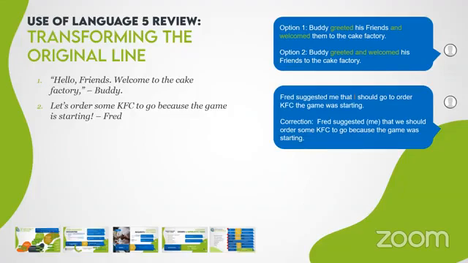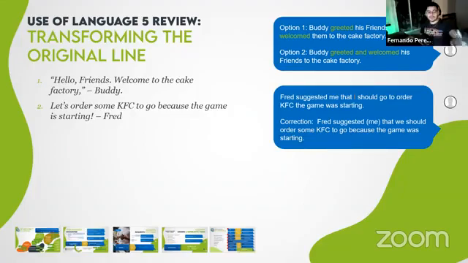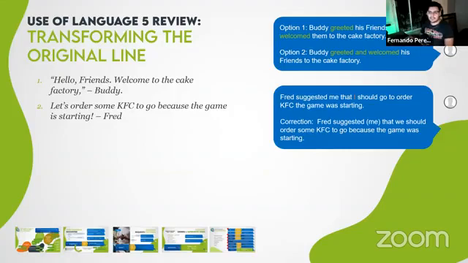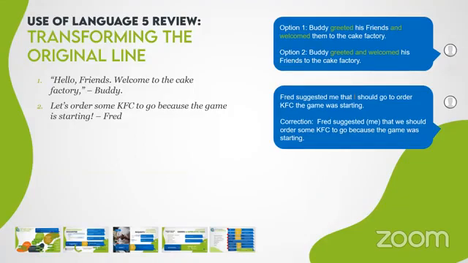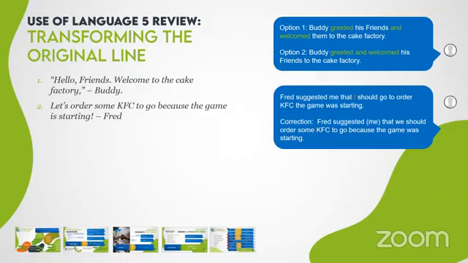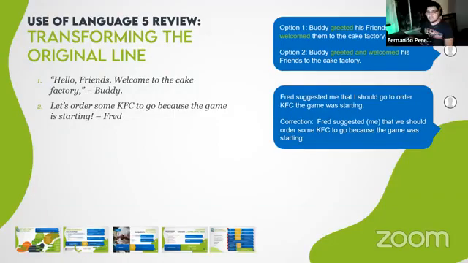Tell me, Caesar. Is it possible to use, for example, Fred suggested me that we should have ordered some KFC? That structure is a different time. Okay, you are affecting the time of the sentence, because have is in a specific time. Have is not in a specific time. Have is general past.